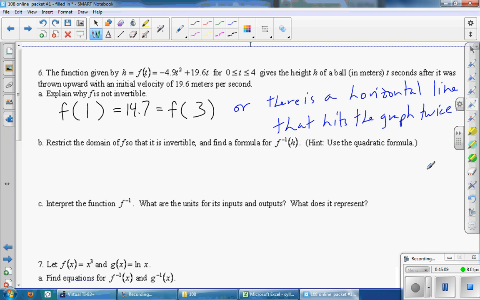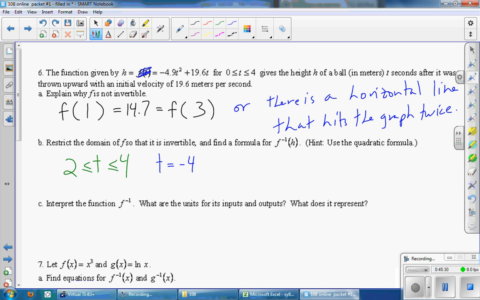Let's see. So then we could say, for example, that if you pick values of t between 2 and 4, then this function is in fact invertible. And you want to find a formula for it. Okay, so let's go ahead and continue to ignore the hint, but cross this out and then swap the x and y, which is h and t in this case. So we go t equals negative 4.9h squared plus 19.6h. Now we're trying to solve this equation for h.